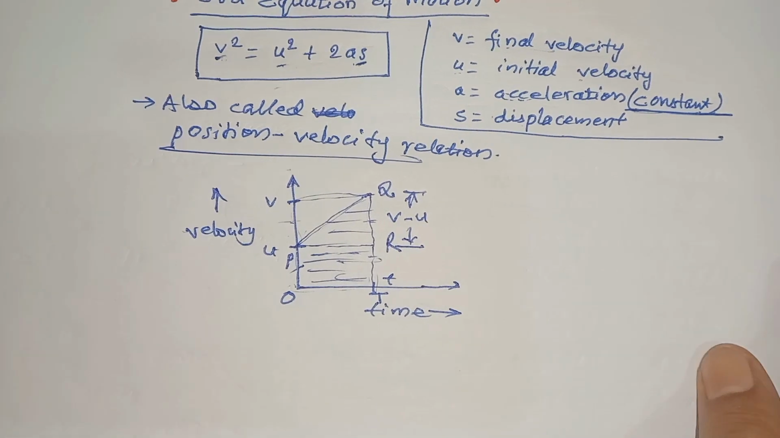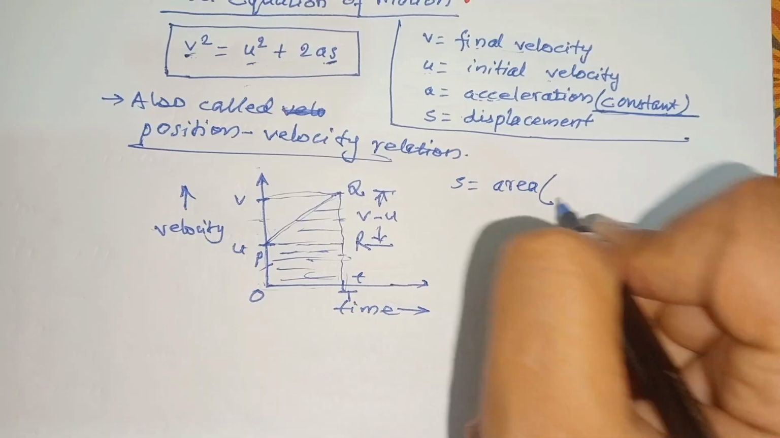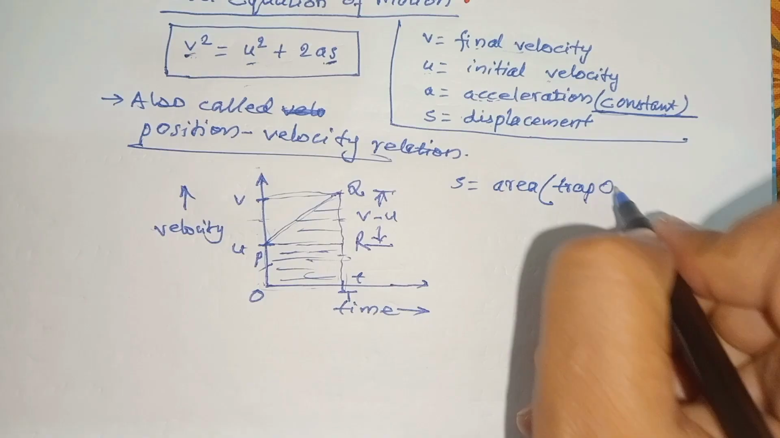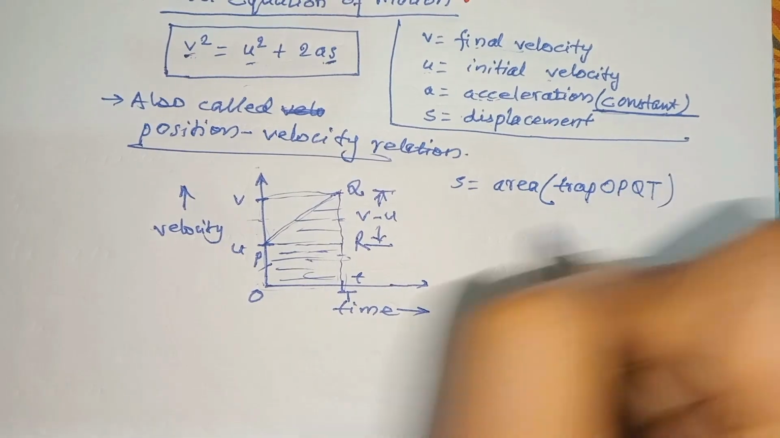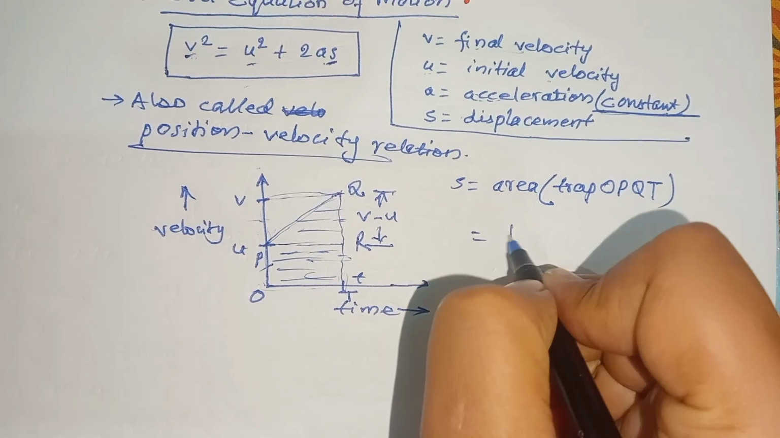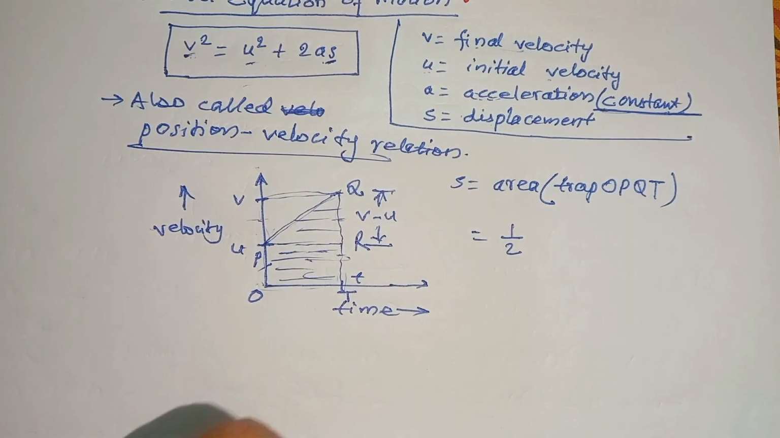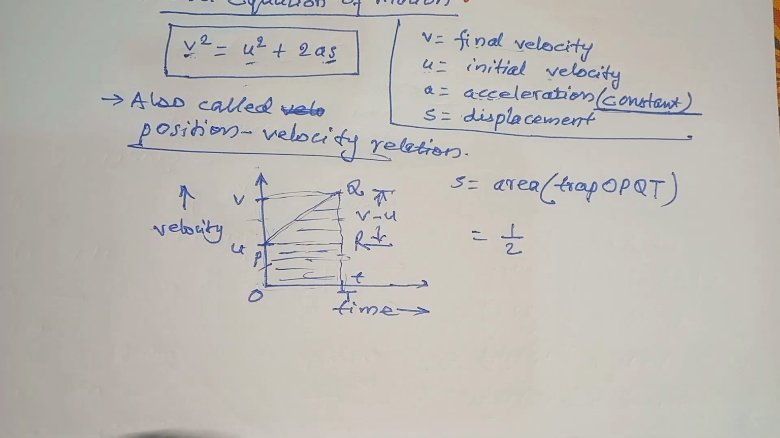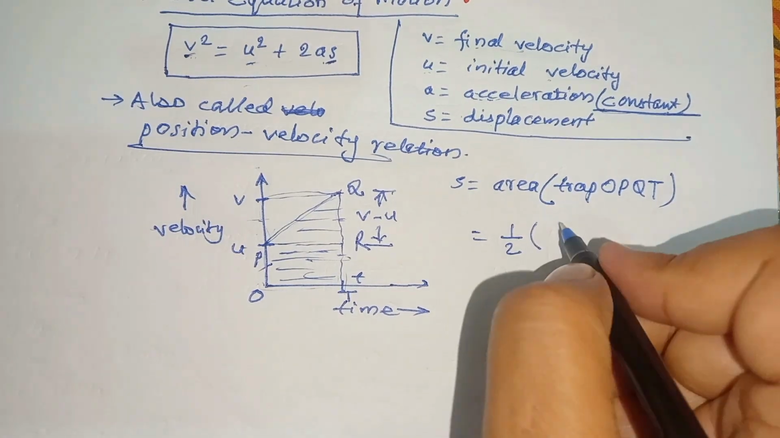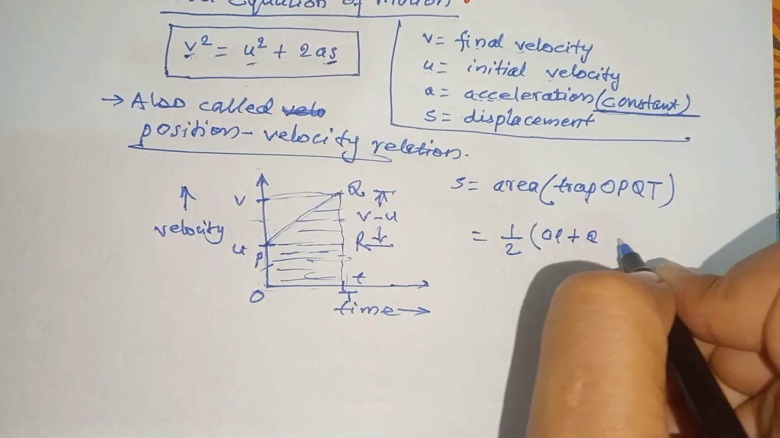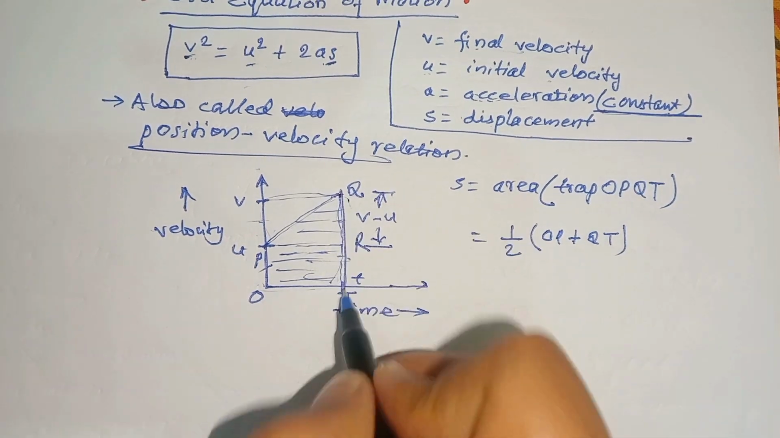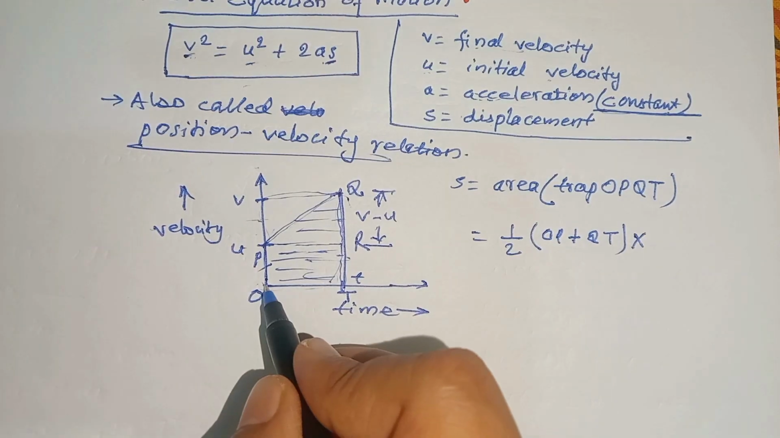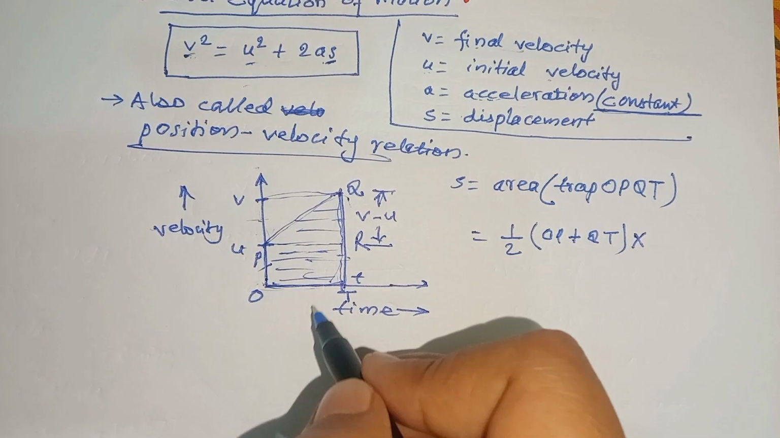So we will write that S is equal to the area of the trapezium OPQT. We know the area of a trapezium by mensuration: it is half into the sum of parallel sides into height. The sum of parallel sides is OP plus QT. This QT and this OP are parallel sides, and the distance between them is the height.